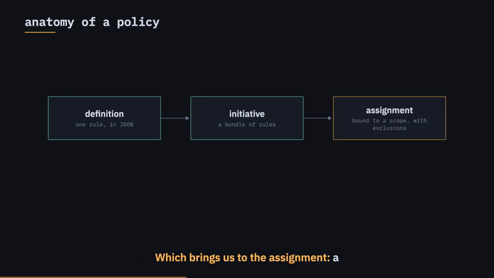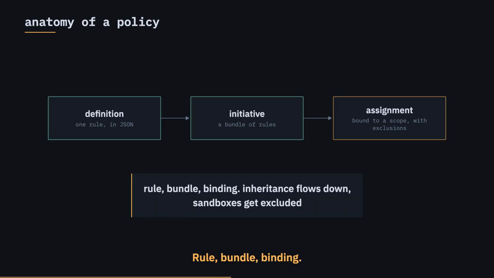Which brings us to the assignment, a definition or initiative attached to a scope, a management group, a subscription, or a resource group, with its parameters filled in. Assignments inherit downward exactly like role assignments do, and an assignment can carve out exclusions, so you can bind a rule to the whole subscription except the sandbox resource group where experiments are allowed. Definition, initiative, assignment. Rule, bundle, binding.